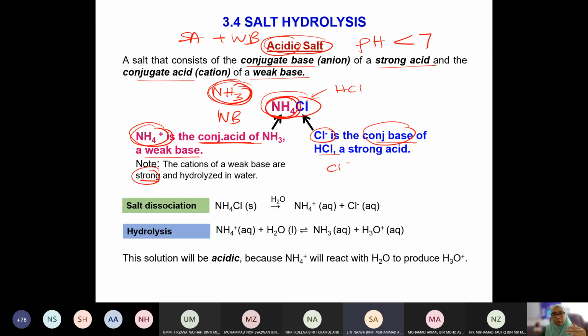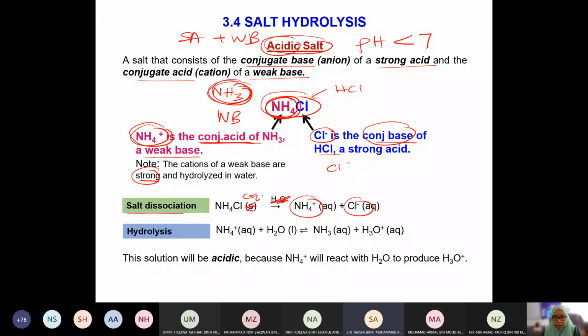Okay, so how do we prove it? Okay, all right. So you have to have equation. So we're gonna start with salt dissociation. It will dissociate first. Okay, this is the step-by-step process. Dia tak boleh terus pergi sini. You kena dissociate first. Okay, dissociation is when dia produce the components of the salt, the cation and the anion. Okay, all right. So this is aqueous.